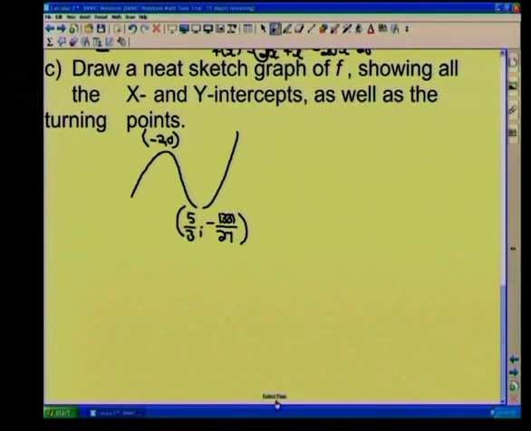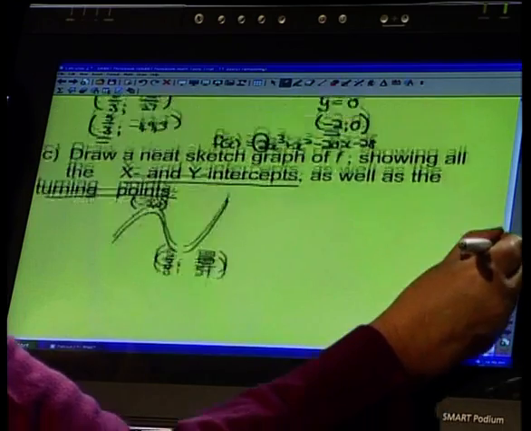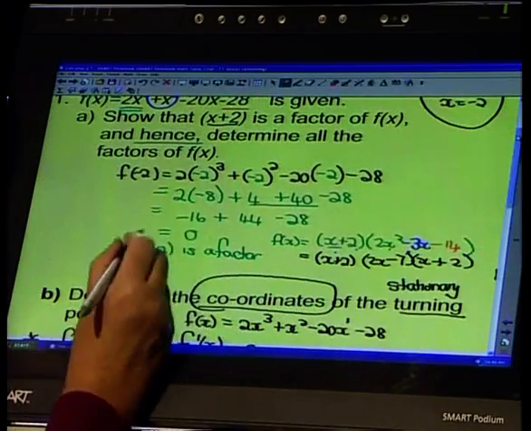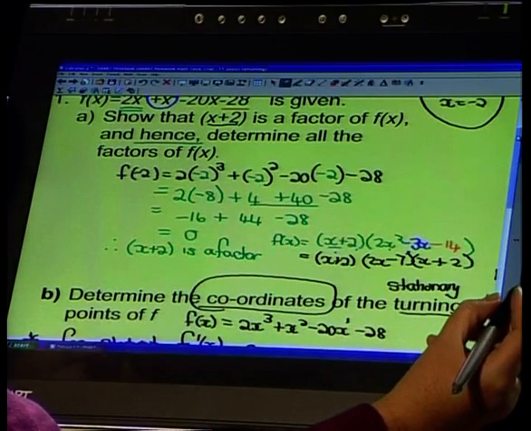Obviously, there's a whole lot of other stuff we have to do. They asked me now for the x and y intercepts, as well as the turning points. The turning points have been done. There they are, because that was when we put the stationary point equal to 0 and we solved. Now, right in the beginning, they had asked me to show that x plus 2 is a factor and hence factorize. So in actual fact, we've already done that.